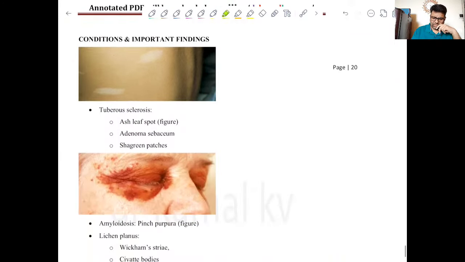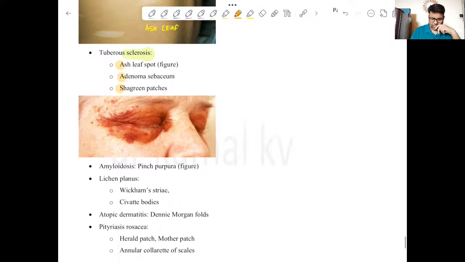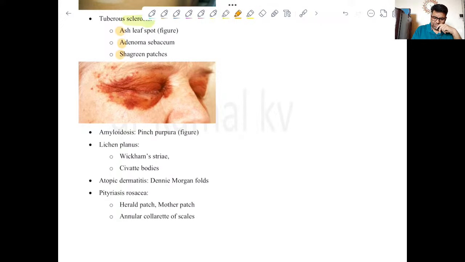Then some conditions are there, like one important is tuberous sclerosis. Here you need to remember three important terms. One is of course the ash leaf spot, then adenoma sebaceum and shagreen patch. So remember these three terms for tuberous sclerosis. Then pinch purpura, it can be seen in secondary amyloidosis. It seems as if somebody has pinched here. So this is pinch purpura, and this is secondary amyloidosis.